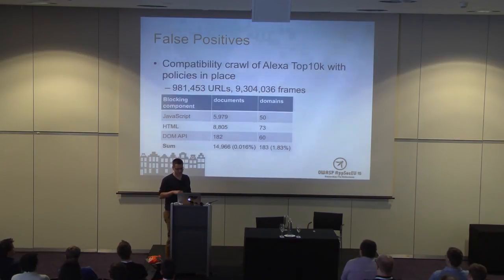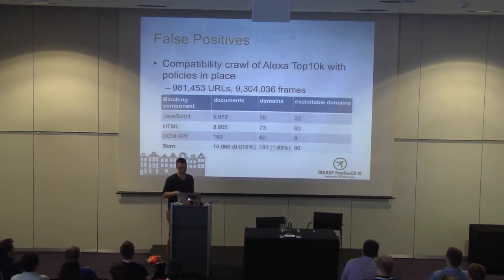More interestingly, we see that half of those are actually exploitable domains. This is basically XSS by design, where people have something like evil.html, which gets a user-provided string and just executes it. Great idea.